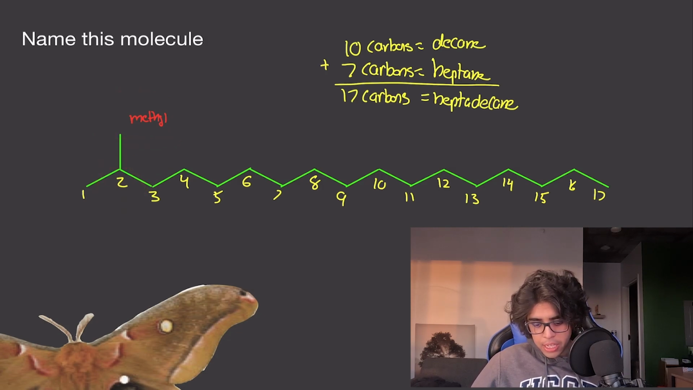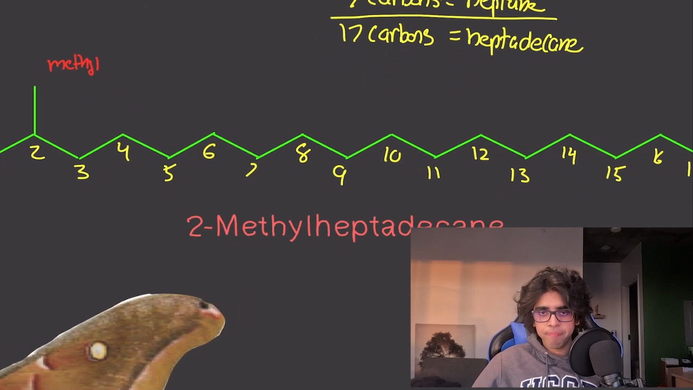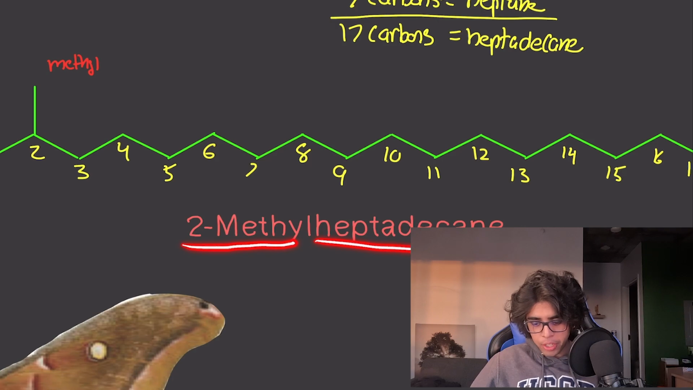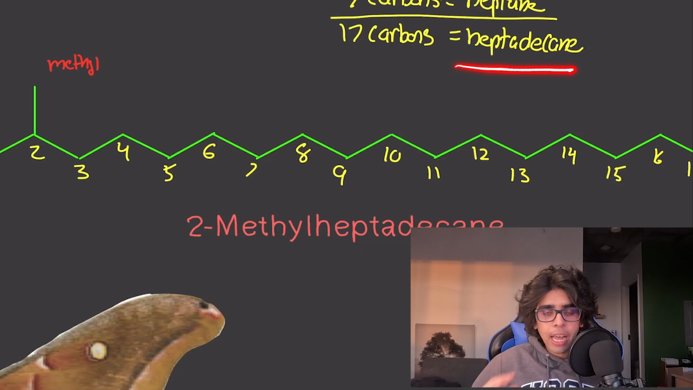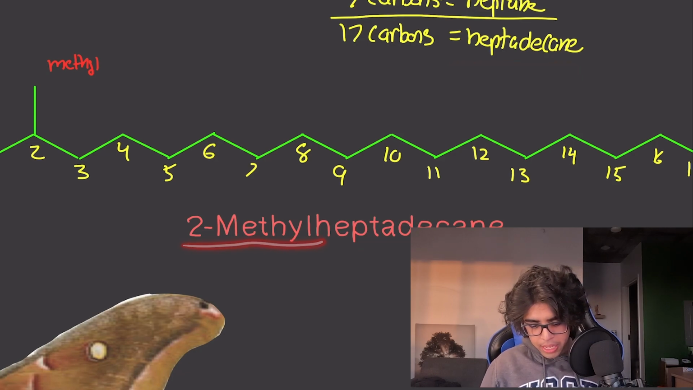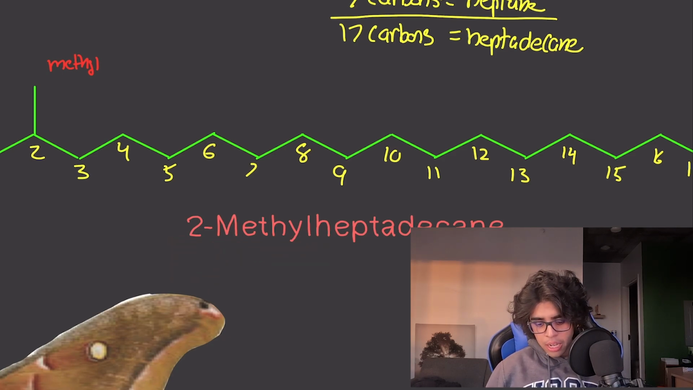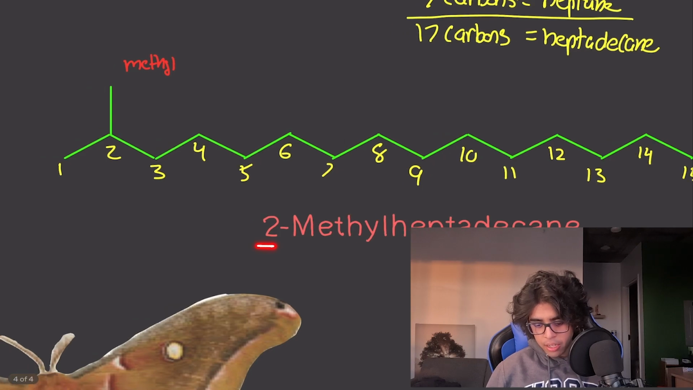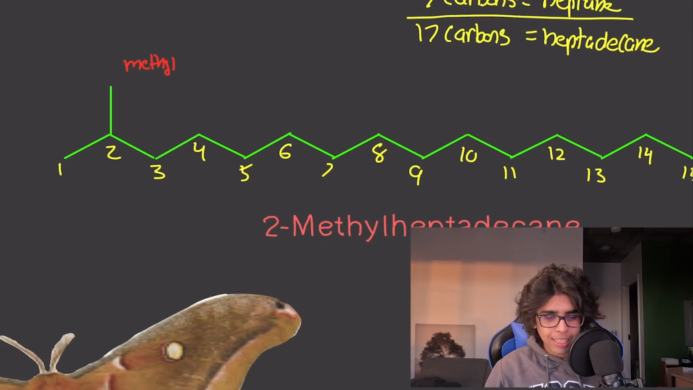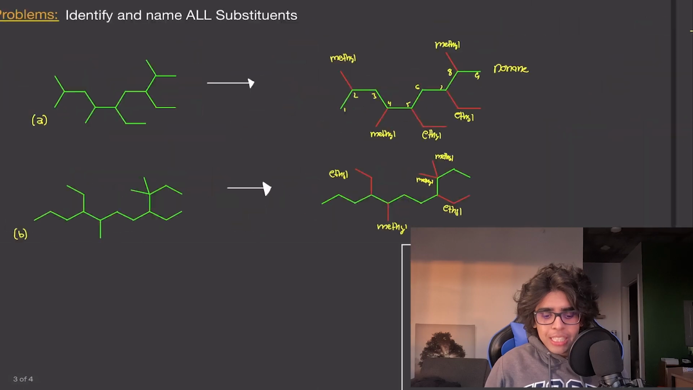So the way we name this is 2-methylheptadecane. Heptadecane because this is the parent chain, which we solved here. And the 2-methyl is telling you the methyl group is on the 2nd carbon in the parent chain. So it's always written as the number, dash, side chain, followed by the parent chain. It's not too bad. It's going to get more complicated next video. But this is like the basics here.